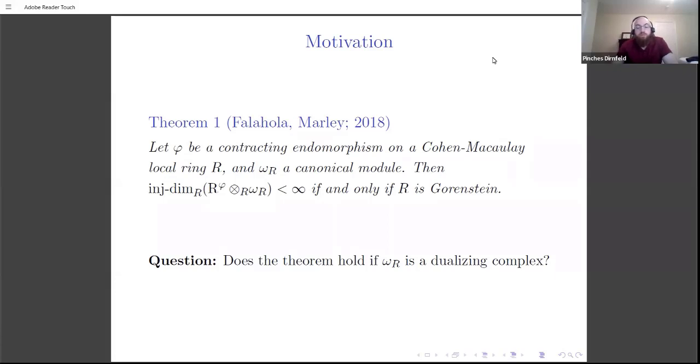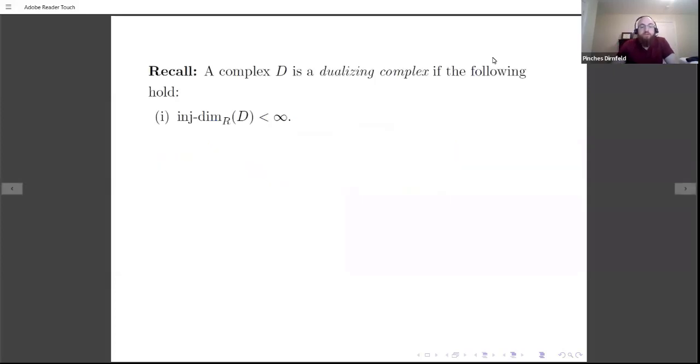And they immediately answered no. They give an example of a non-Cohen-Macaulay ring which has a dualizing complex, and they show that when you take this tensor product, the injective dimension stays finite, but obviously the ring is not Cohen-Macaulay, so hence it's not Gorenstein. And just a quick reminder, a complex D is dualizing if the following hold. First of all, D has finite injective dimension. The homology of D is finitely generated.